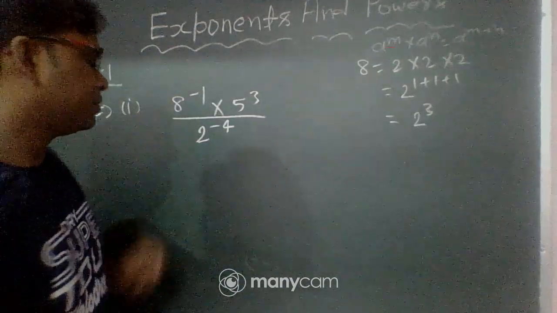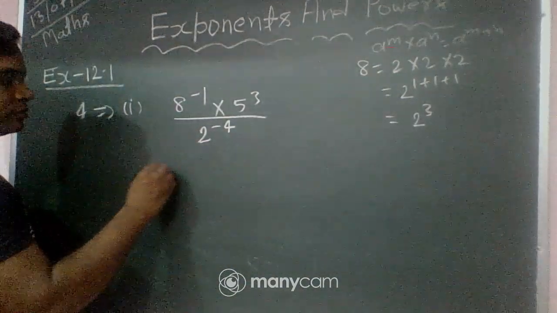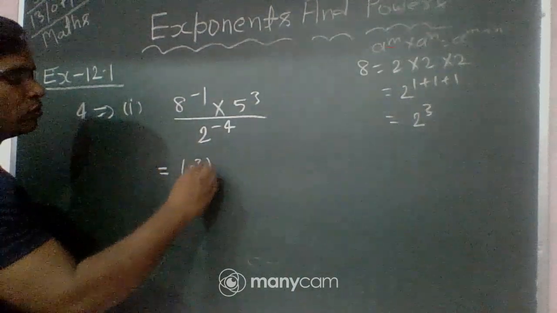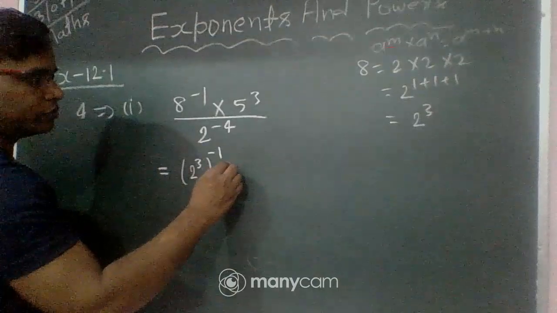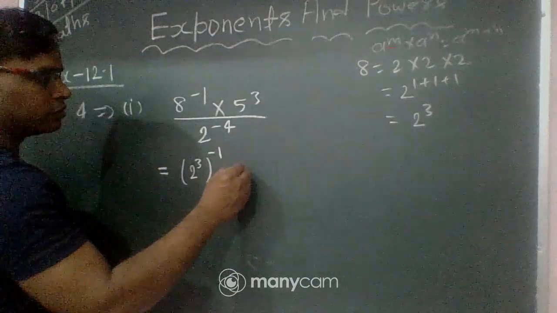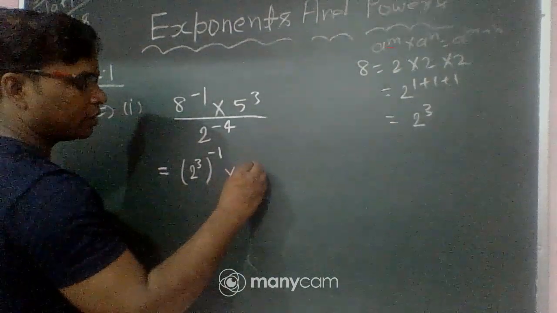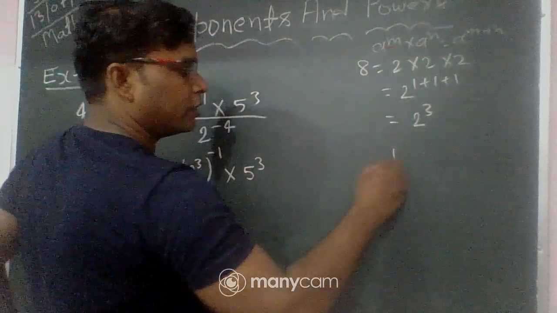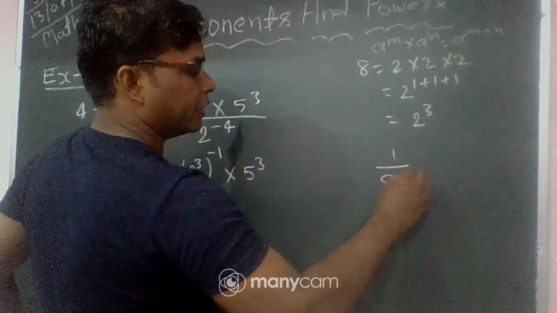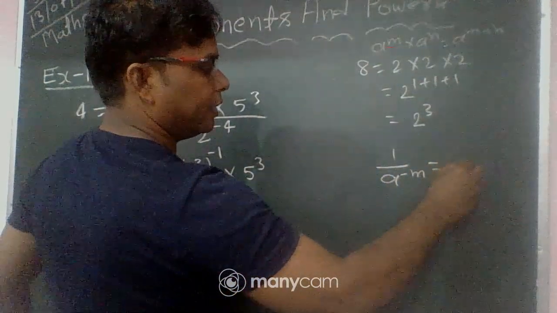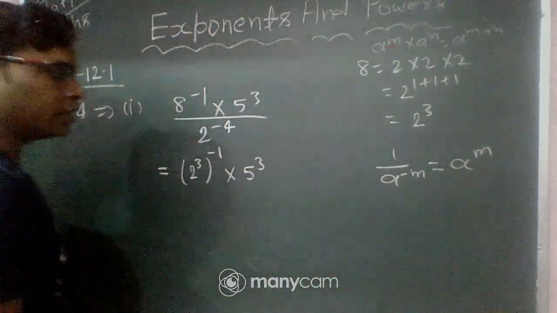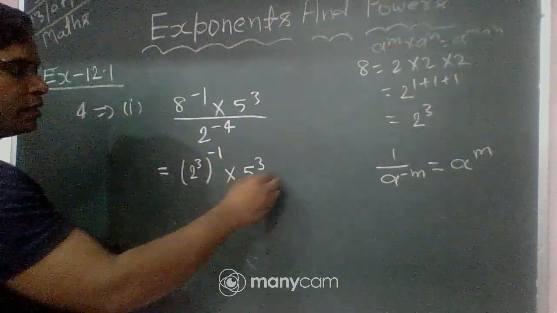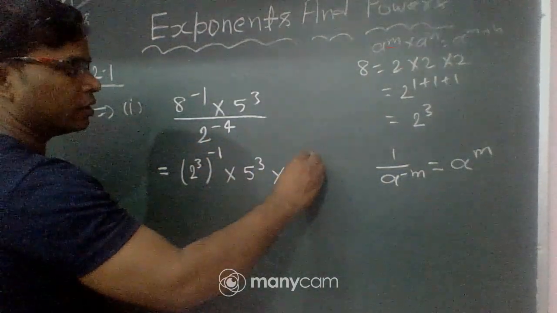And here we can write 8 is equal to 2 power 3 whole power minus 1, into 5 power 3. Here you know that 1 by a power minus m can be written as a to the power m. So 2 power minus 4 you can write as 2 power plus 4. This is clear.